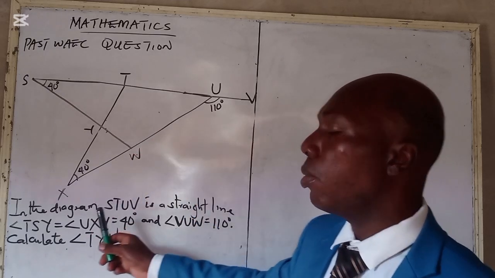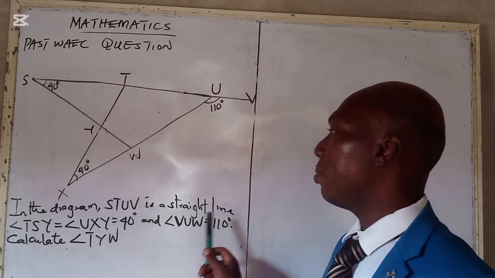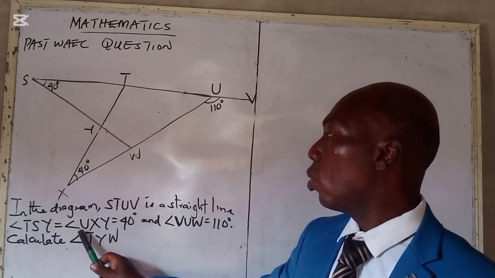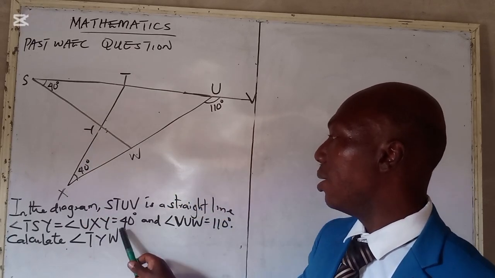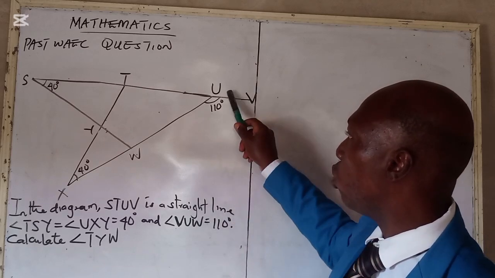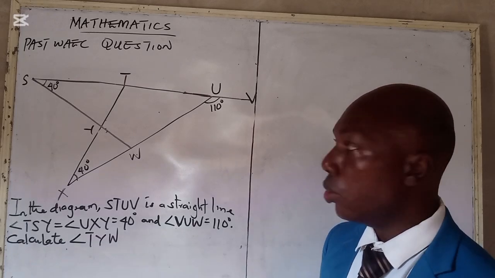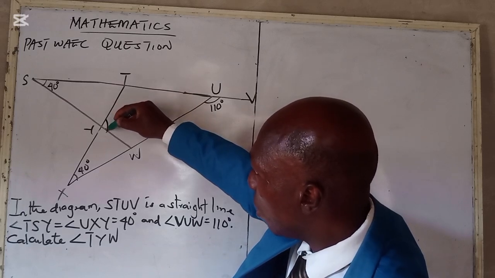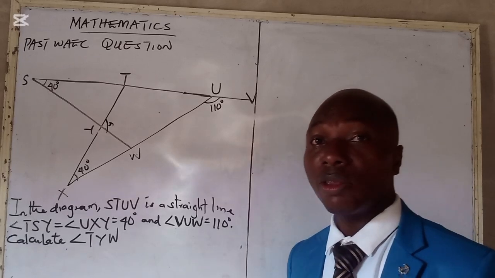So if we look at the question on the board, in the diagram, STUV is a straight line. Angle TSY is equal to angle USY, and it's equal to 40 degrees as seen in the diagram. And angle VUW is equal to 110. Calculate angle TYW. This angle. We have to calculate TYW. Let's call it small y. That's what they asked us to find.